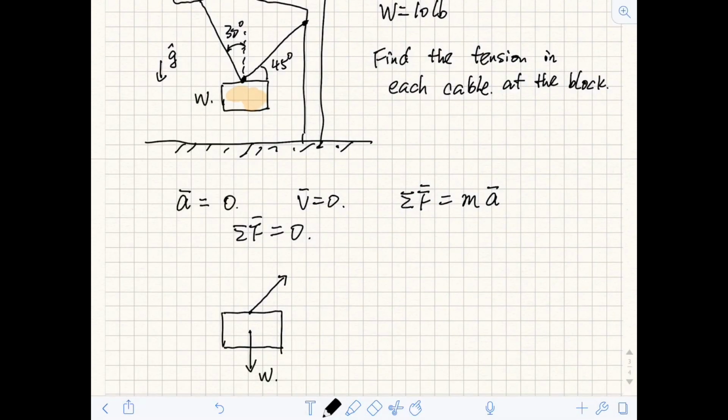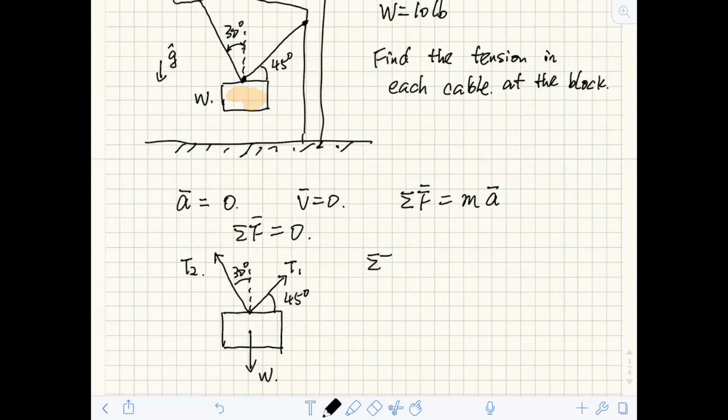And we know the direction is along the cable. So this is, let's call that T1, and T2 will be along the other cable. And we know the angles between the cable and the reference vector are 45 degrees and 30 degrees.